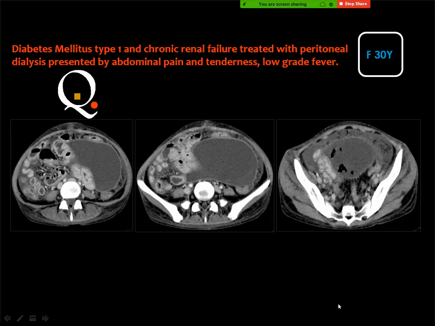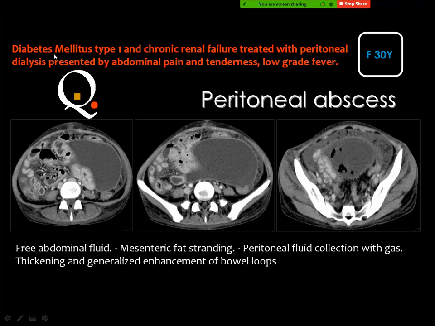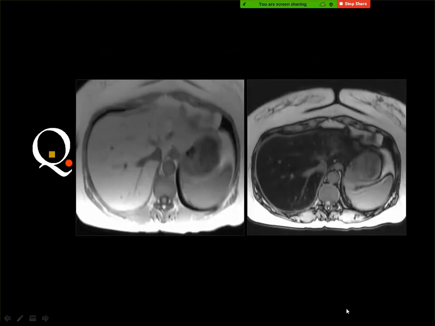Abscess. Yes, peritoneal abscess, because of the history: diabetes and chronic renal failure, peritoneal dialysis, fever. You got marginal enhancement, internal air loculi, all are pointing to the diagnosis of an abscess.